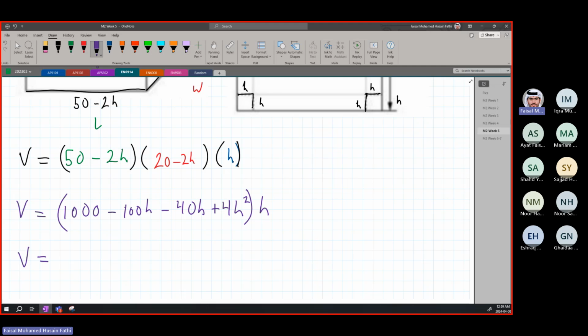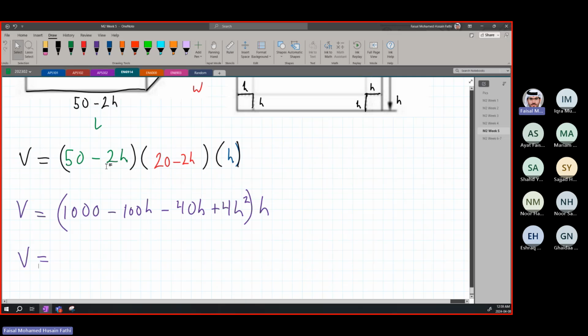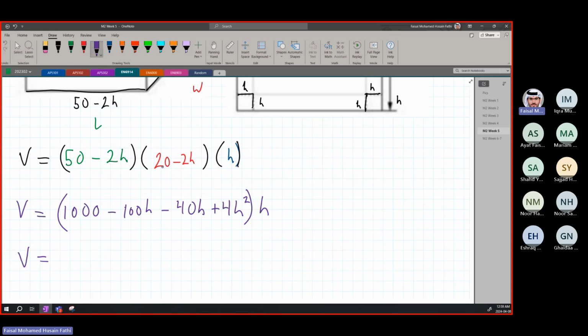50 times 20. 5 times 2 is 10. Add 2 zeros. It's 1000. And then, not 50 times 2, it's 50 times 20. Again, I'm going to distribute the h. I'm just going to reorder it from highest to lowest.